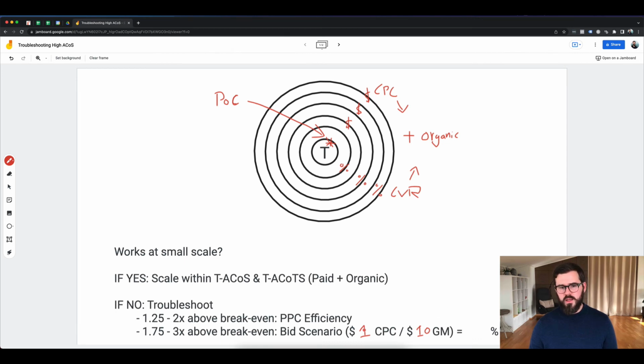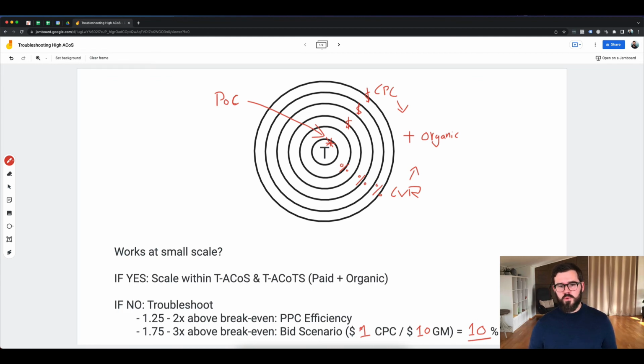10 times 1 is obviously 10. So you break even if it takes you 10 clicks to get a sale. If you do the math on this, we divide 1 by 10, it's 10%, right? So you've got 10% here, which is your required conversion rate. This is the conversion rate that you need to get to break even in this situation. So this is the bid scenario. And if it's 10%, this will depend on the market and everything, but usually a 10% conversion rate is reasonable. It's something you can achieve.